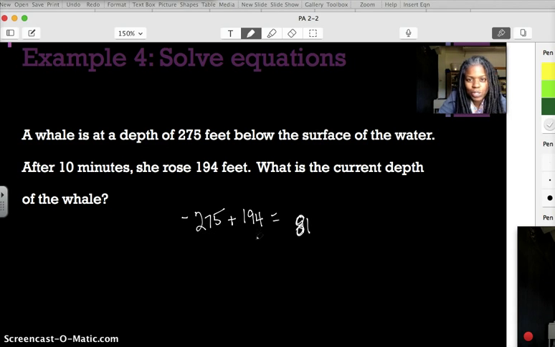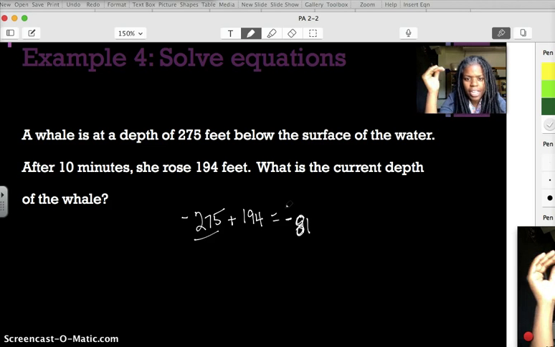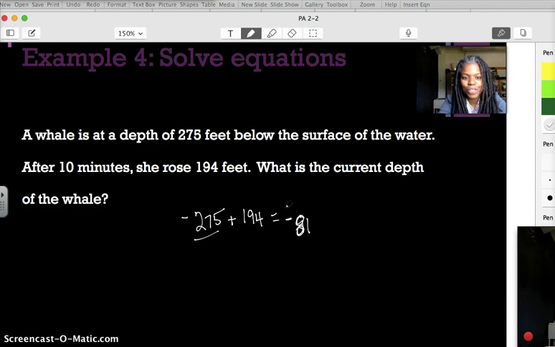So the difference between these two numbers, the absolute value of these two numbers, would be 81. But since the larger looking number is negative, I'm going to make this a negative 81. So she is negative 81 feet below, is it feet? Yeah, negative 81 feet below the surface of the water.